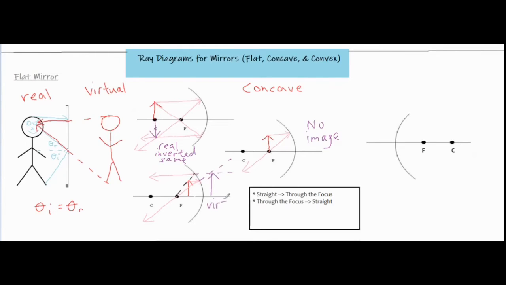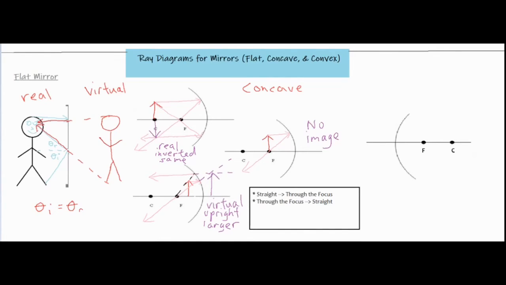a virtual upright image that's larger. So it's virtual because there isn't actually light collecting on this side of the mirror. It's just something that the brain thinks is happening. It's upright because it's standing up, it's not upside down. And this arrow definitely appears to be larger. So if you're inside of the focal point, what happens is you see a larger upright version of yourself.